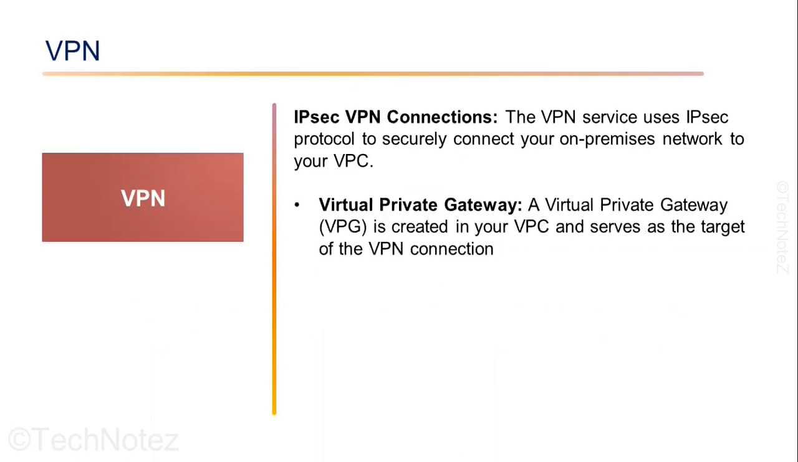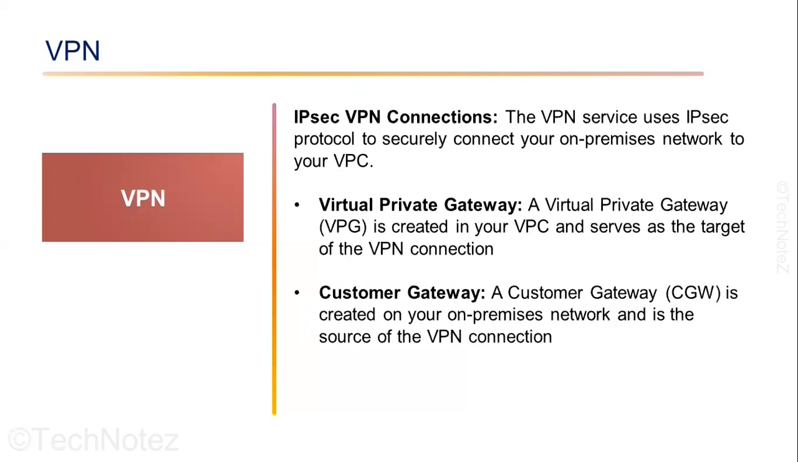Virtual private gateway. Virtual private gateway is created in your VPC and serves as the target of your VPN connection. The gateway acts as a bridge between your VPC and your on-prem network. Customer gateway. Customer gateway is created on your on-prem network and is the source of the VPN connection. The customer gateway from on-prem establishes the IPsec VPN connection to the virtual private gateway in the AWS cloud to provide the secure connectivity.